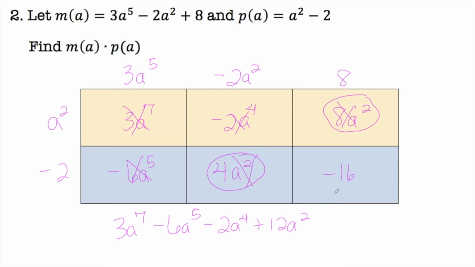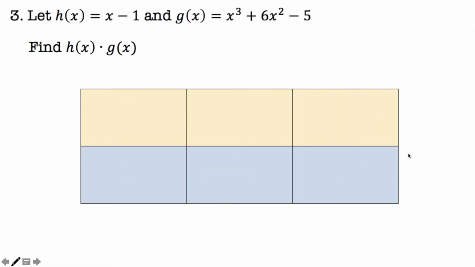And then we have negative 16, which doesn't combine with anything, so you just drop it down. And then that would be the answer for this one. Next we have let h of x equal x minus 1 and g of x equal x to the third plus 6x squared minus 5. Find h of x times g of x.